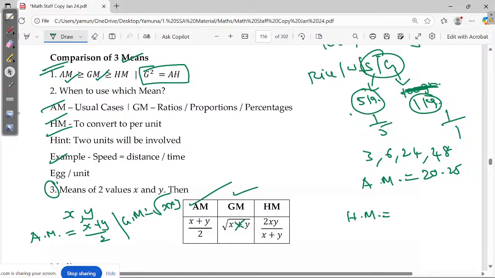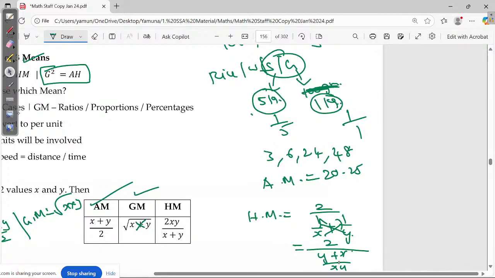Harmonic mean is 2 divided by 1 by x plus 1 by y. See, you substitute in the formula, you get 2 divided by 1 by x plus 1 by y. You take LCM, the butterfly method: y plus x divided by xy. You take this xy to the numerator. So this happens to be 2xy divided by x plus y.